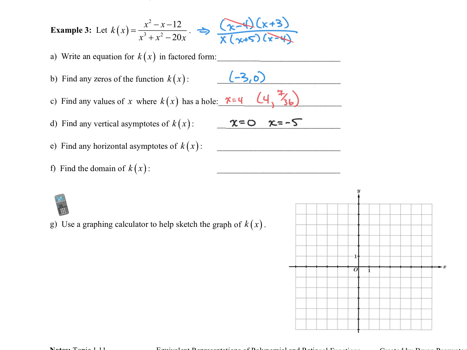Honestly, guys, when it says horizontal asymptotes, I usually look at the original. You can look at both, but I usually look at the original. And so, does it have any horizontal asymptotes? Yes. What are they? Y equals 0.